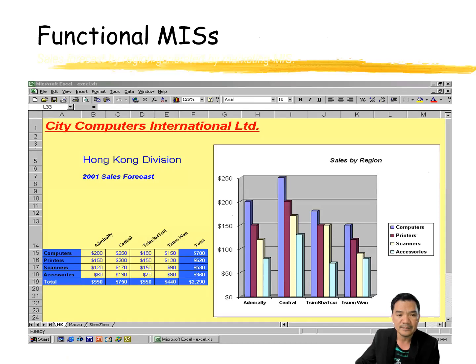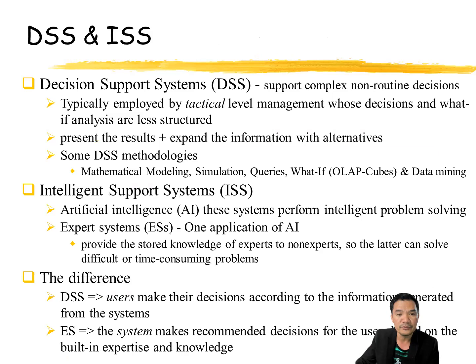So this is a report system. So if you've seen, it's obvious already in the table how the functional management information system looks like in the present organization. So we move on to the decision support system and the intelligence support system.